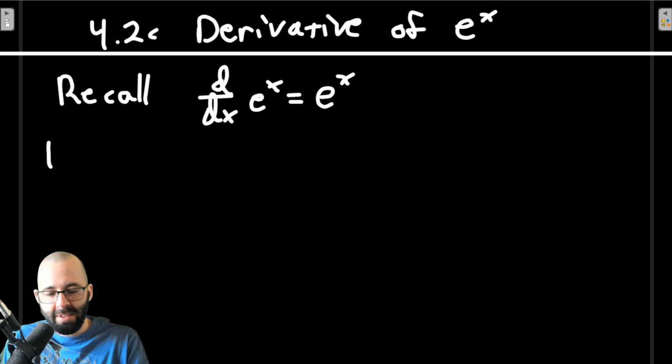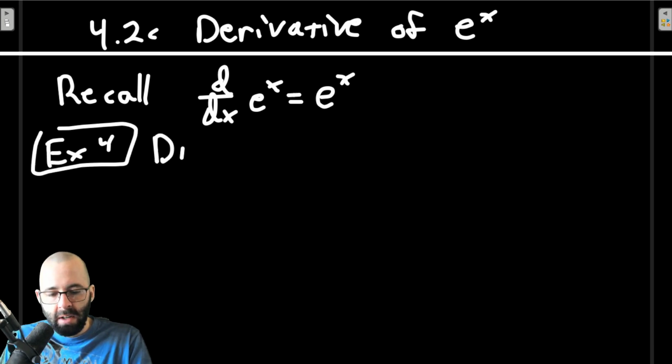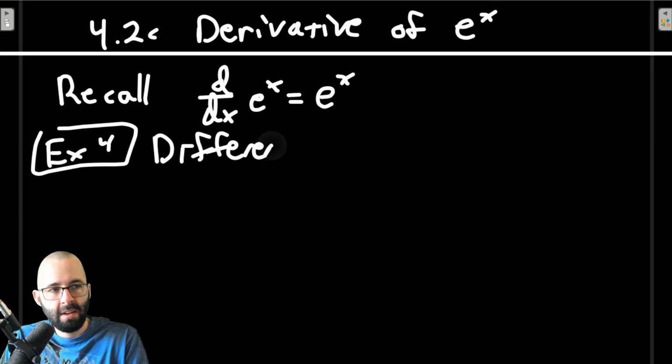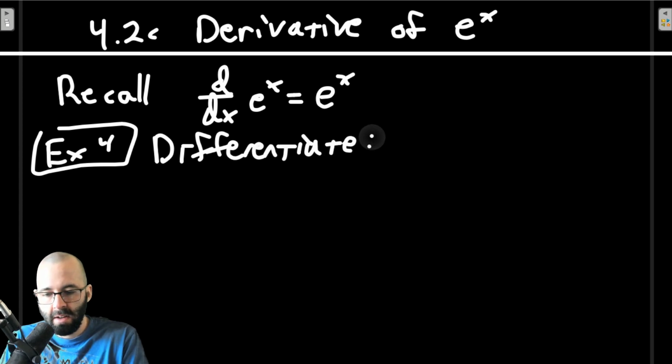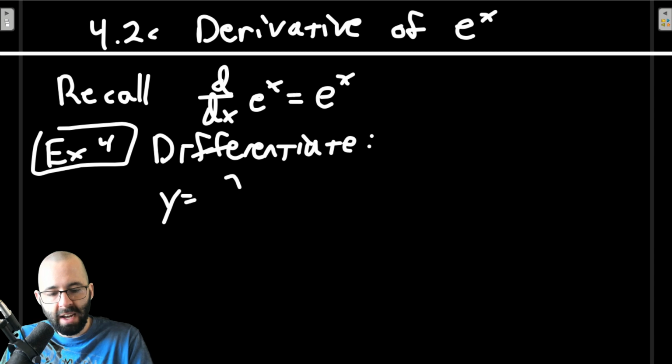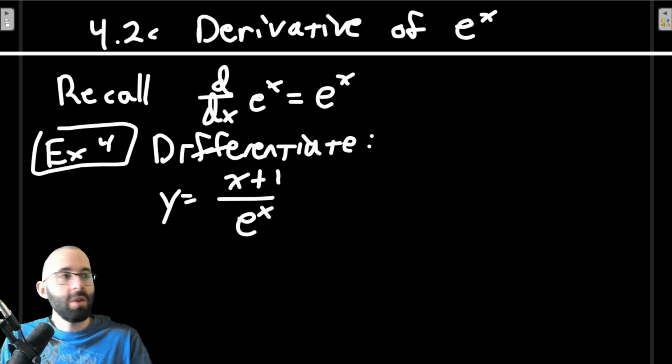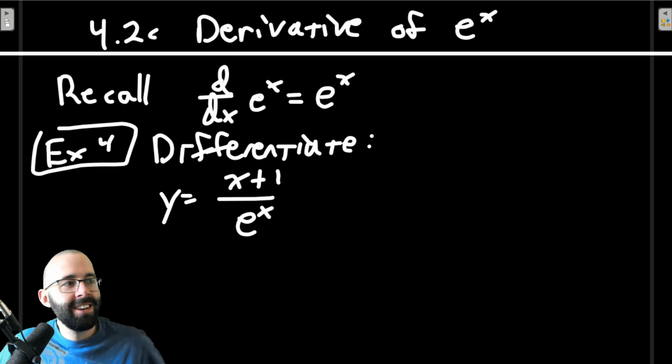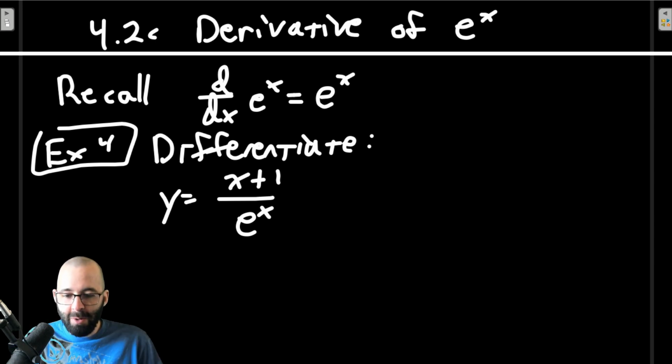Let's do some examples with this, and then we'll be done with the section. Example 4. Differentiate. Part A is the function y equals x plus 1 over e to the x. Oh, what have we got here? We've got a quotient. Are we going to use the quotient rule? You bet we are, right?